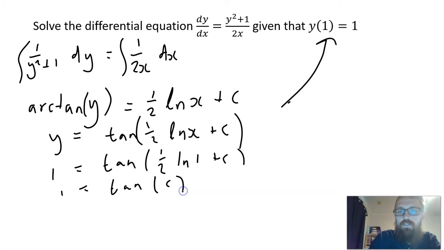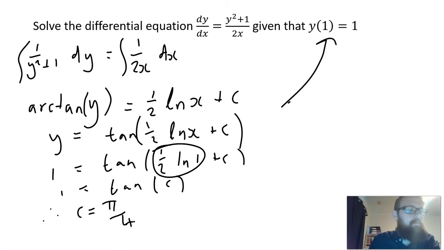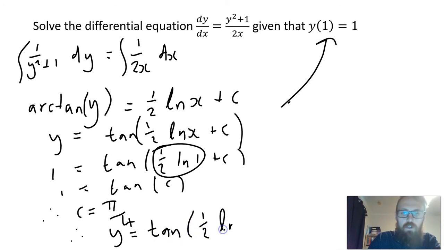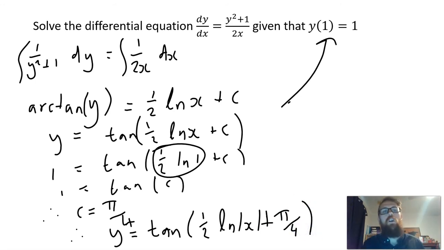So this part here goes away, and we're just left with tan of c. Now, the only time 1 equals tan of c is for c equals pi on 4. So that's allowed us to work out c. Therefore, the particular solution for this is y equals tan of half the natural log of x plus pi over 4. All right, and that's how we solve differential equations that are separable.